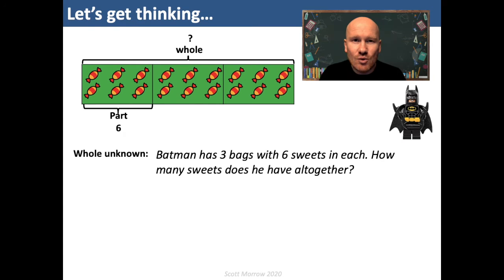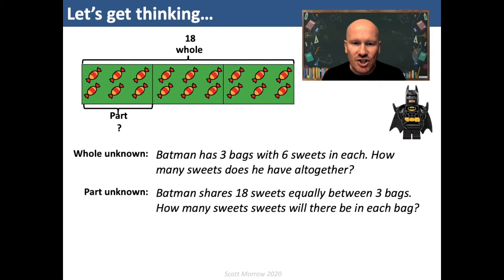Let's try a question where we don't know the value of each part, so we don't know that there are 6 in each part. We know there are 18 altogether, and we know there are 3 parts. Batman shares 18 sweets equally between 3 bags. How many sweets will there be in each bag? For that question, I know the whole amount is 18 sweets. I know the number of parts. I know there are 3 bags, and we're trying to work out the value of each part, which is the number of sweets in each bag.